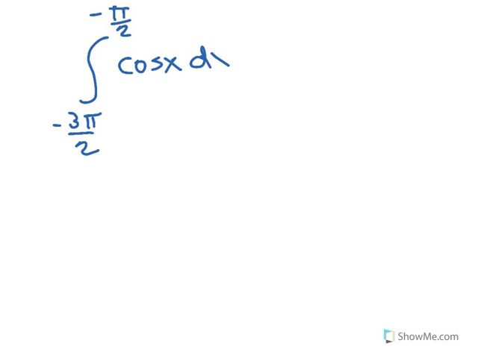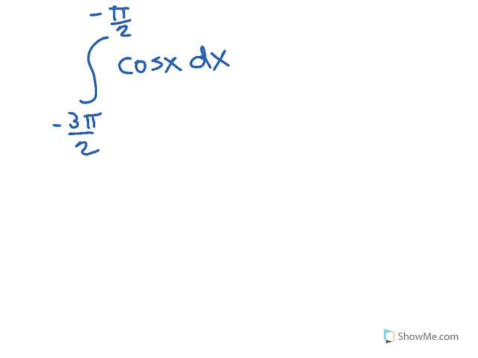In this case, we're going to evaluate the integral from -3 pi over 2 to -pi over 2 of cosine x dx. Now in this particular case, you might want to pause the video, write this integral down, and give it a shot and see what you get.